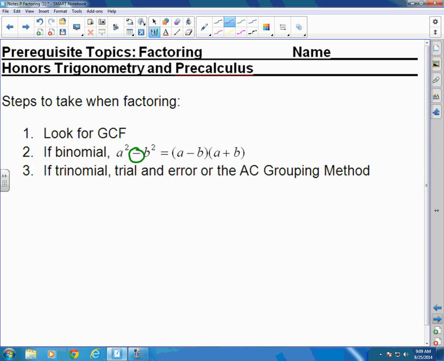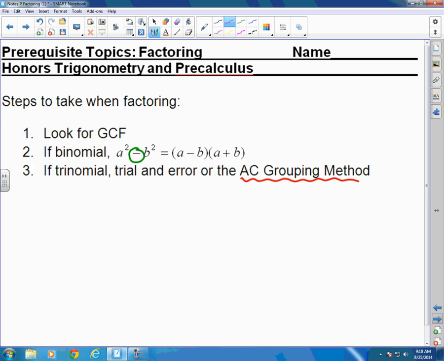The last thing says if it's a trinomial, which means it has 3 terms. You can either use trial and error, which means that you can look at the problem and kind of guess the numbers that work to factor it, FOIL it to make sure it checks out, or you can use the AC grouping method, and I think that's probably the most common method that everybody uses in here. And we'll make sure to go over that to refresh your memory.